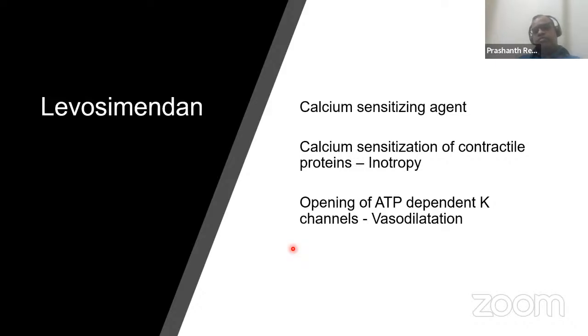Whenever you are using this agent, it is not very freely available. It was available, I think it is available. We have used it once or twice. Whenever you are using this, it is better to start a small dose of norepinephrine also to maintain vasoconstriction. Initially, it showed a lot of promise, but later studies have shown no great advantage over dobutamine. So the usage of levosimendan has not gone up as much as was expected.